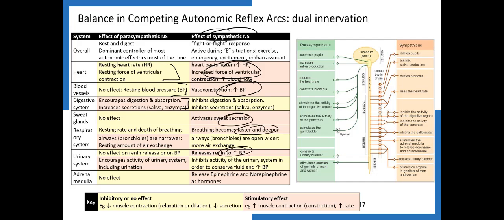stimulates release of renin to increase blood pressure, stimulates release of epinephrine and norepinephrine as hormones, inhibits digestion, inhibits smooth muscle contraction, so promotes relaxation, and inhibits activity of the urinary system, right? And you can also do the same thing and read the other half of this chart.